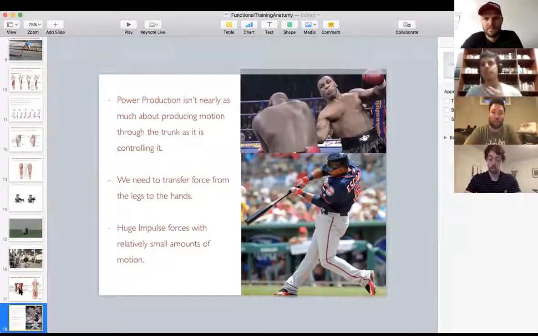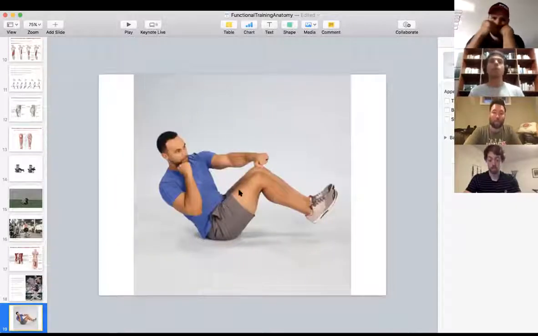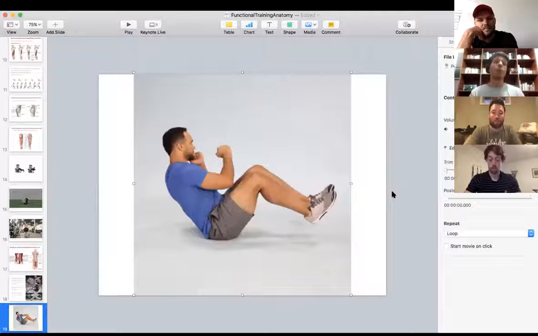We need to transfer the legs to the hands in sports, whether you're punching, throwing, hitting. The force starts in our legs. We're bracing, creating tension, and transferring that through our upper body. We have huge impulse forces with relatively small amounts of motion. And I'm not saying there's no rotation of the spine. There clearly is. But it's much less than you would think when people train with exercises like this, right?